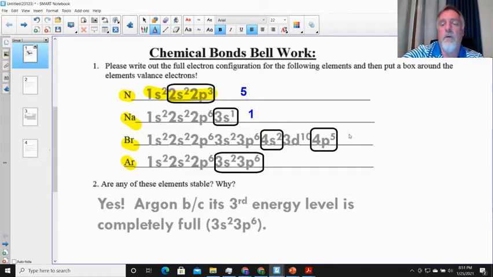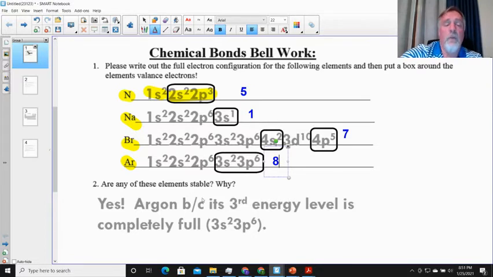Bromine, again, count what we've put in our boxes. 2 from our 4s, another 5 from our 4p. There are 7 valence electrons here in our bromine. And then finally, argon, we have 2 from our 3s, 6 more from our 3p. We have 8 valence electrons here.